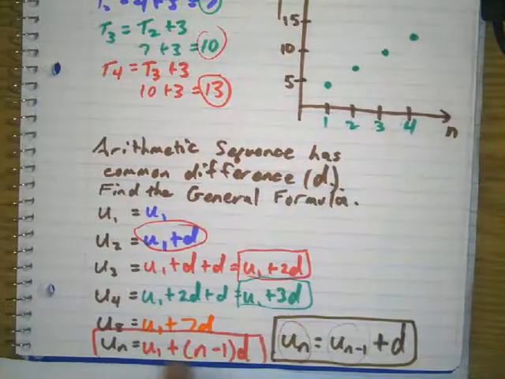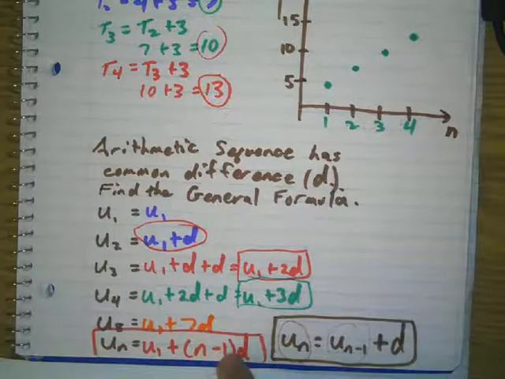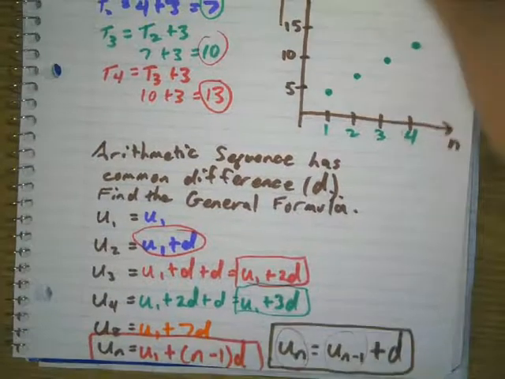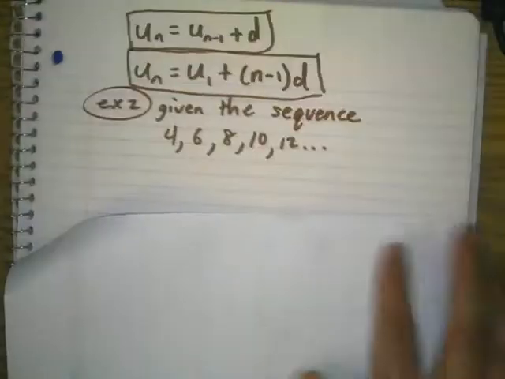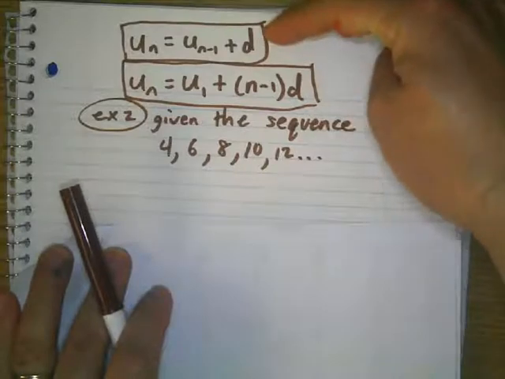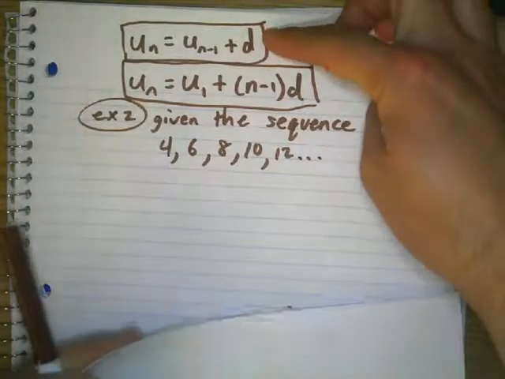This is the formula that IB likes to use. So when you're doing your MathSpace homework, you're going to be using this equation. But I want you to think about this equation also. Okay, let's look at our next example. We've got these two equations. We're going to be using this top one because that's how MathSpace likes this.